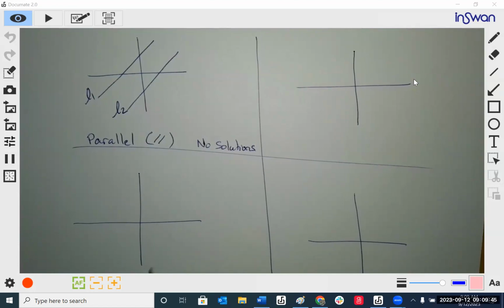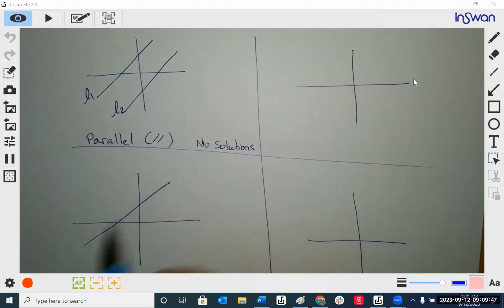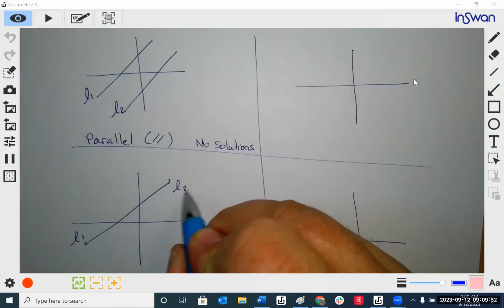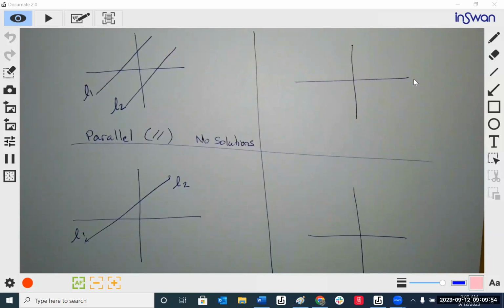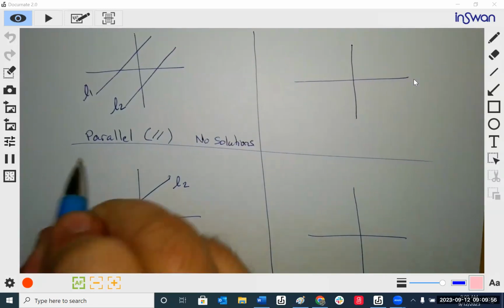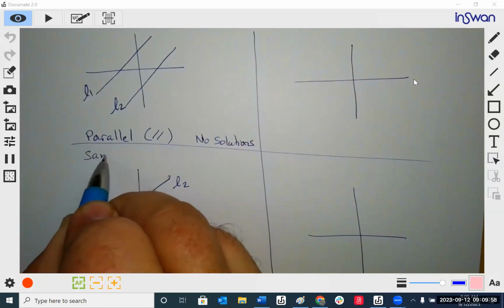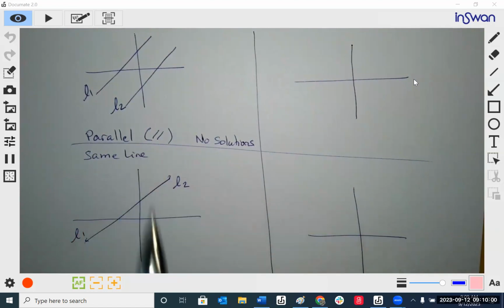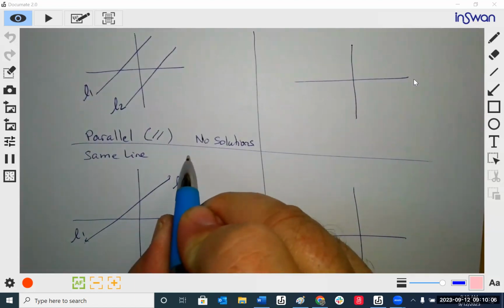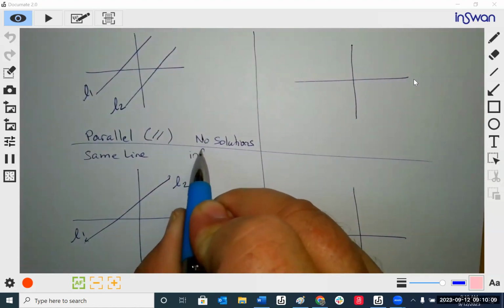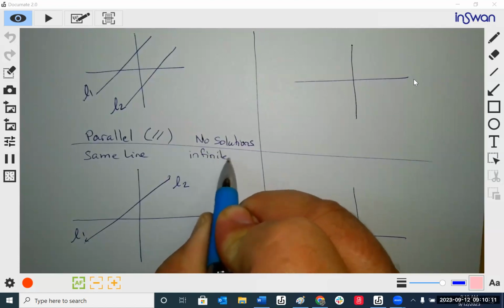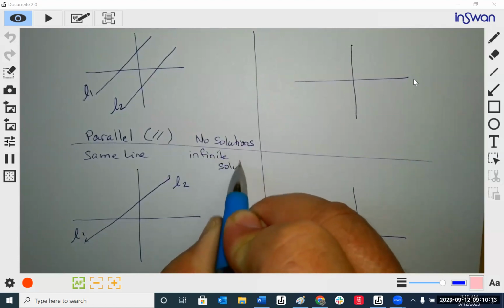Another one, this is line 1 and this is line 2. They could be the same line. In this case, it has infinite solutions.